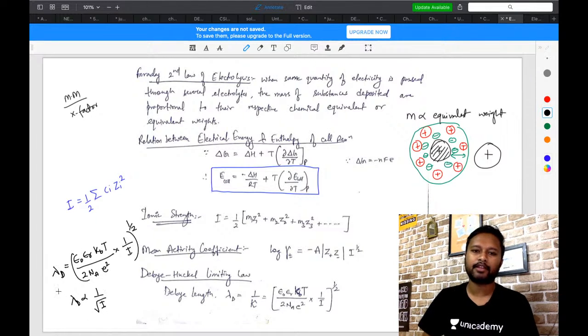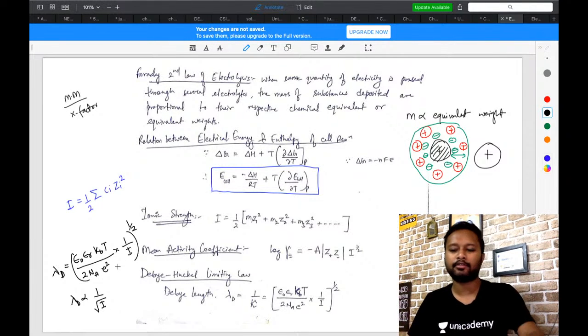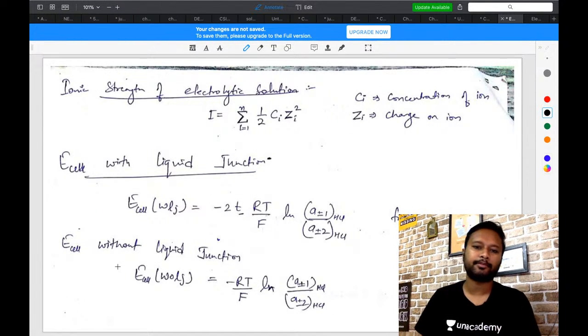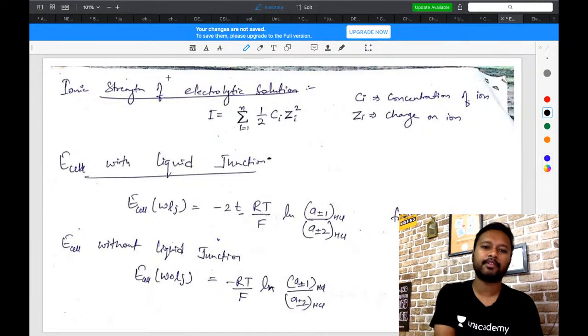Okay, so this is the relation by which you can do most of the questions which will be asked in your CSIR-NET exam. This is the relation you should know. The rest of the constants, even if you don't know them, that will also work, but the relationship you should know. Okay, the ionic strength of the electrolytic solution is given over here. I have again written the same formula. C is the concentration and Z is the charge.